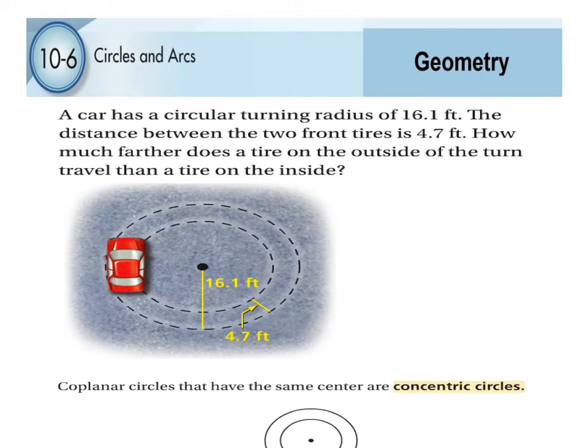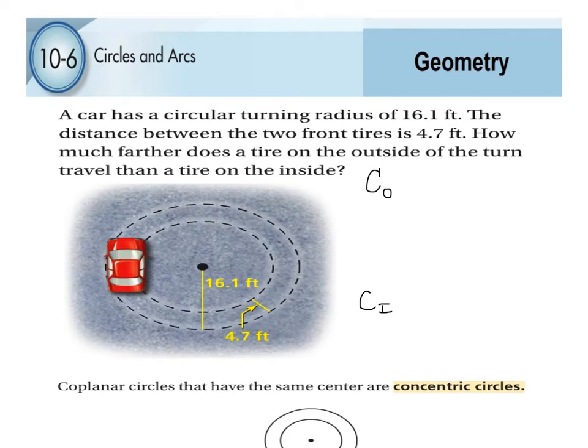Okay, so the first example says a car has a circular turning radius of 16.1 feet. The distance between the two front tires is 4.7 feet. How much further does the tire on the outside of the turn travel than a tire on the inside of the turn? Okay, so I need to figure out the circumference, or the distance around, of two shapes and find out which one is going around more. So I need to find the circumference of the outside circle and the circumference of the inside circle.